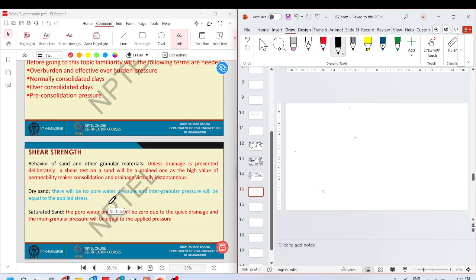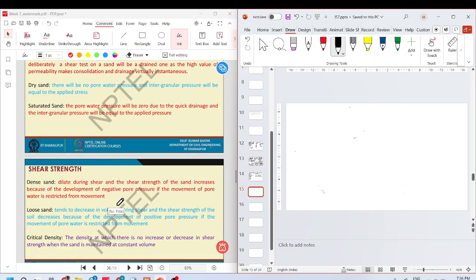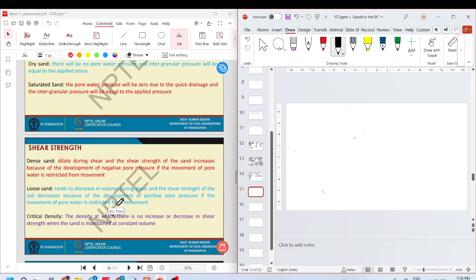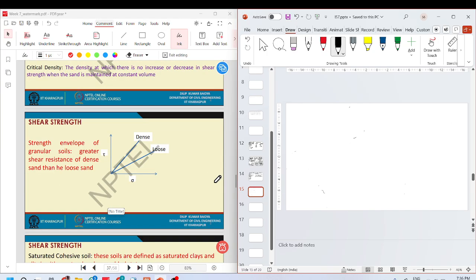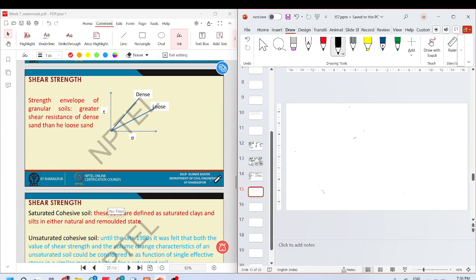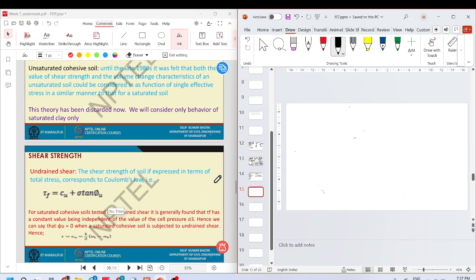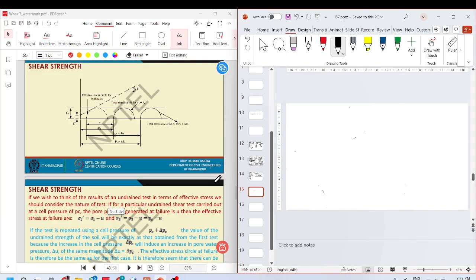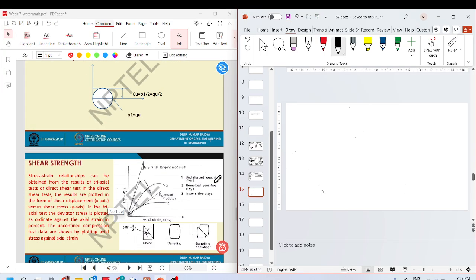so shear strength behavior. We're talking about dry sand, there will be no pore water pressure. Saturated sand, the pore water pressure will be zero due to quick drainage. Then we talk about dry, dense sand. Do we talk about dilation, negative pore water pressure, critical density? I have not mentioned this. I thought that it was advanced. Okay, so let me mention it briefly.